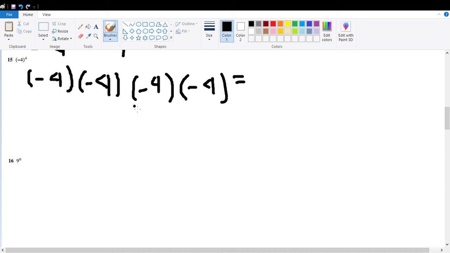Some problems may switch it up. So now we have how many negatives? 4 negatives, and that is even. So our answer is positive. So you don't need to worry about that. What we do need to worry about is what is 4 times 4 times 4 times 4. 4 times 4 is 16. 16 times 4 is 64. Times 4 is 256. So our answer is 256.